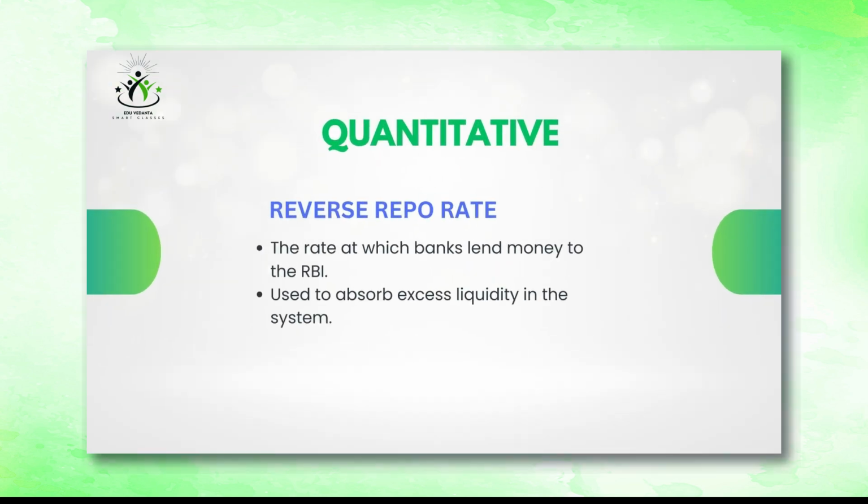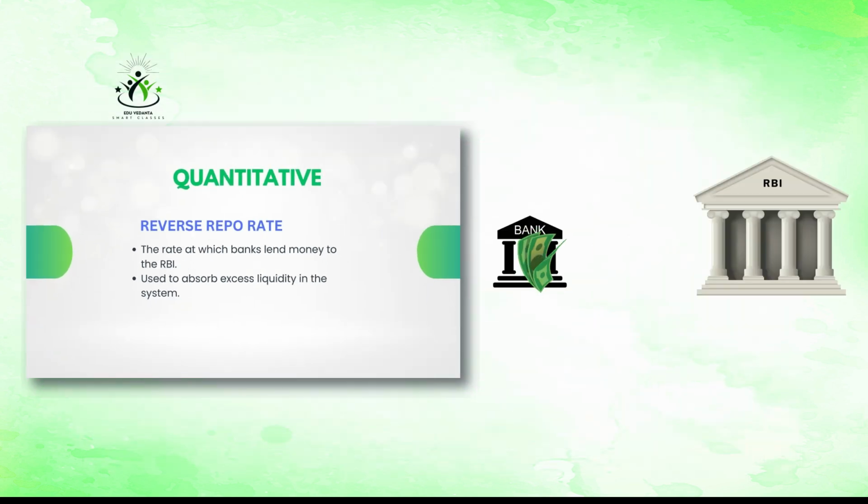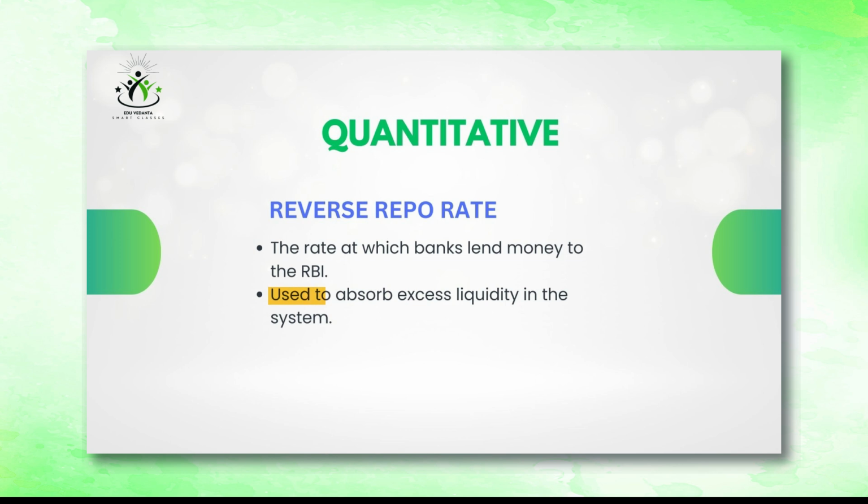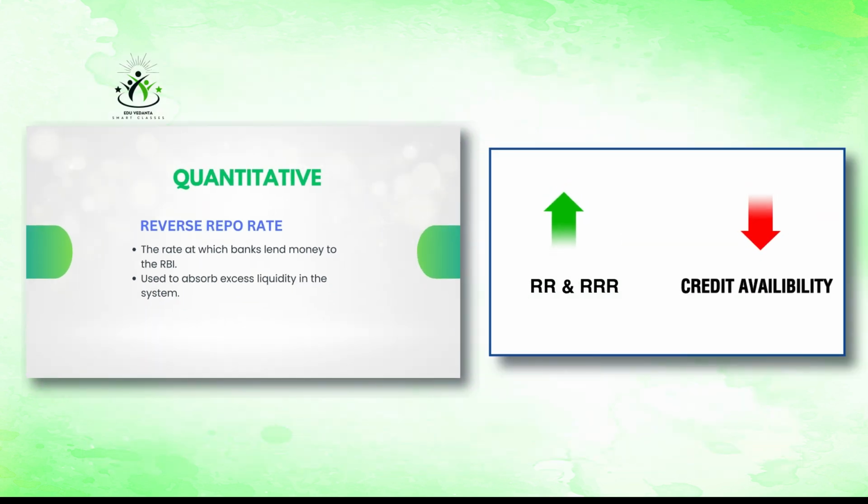On the other hand, the reverse repo rate is the rate at which banks lend money to the RBI. This helps absorb excess liquidity in the economy. In both cases, when repo rate or reverse repo rate increases, the credit availability decreases.